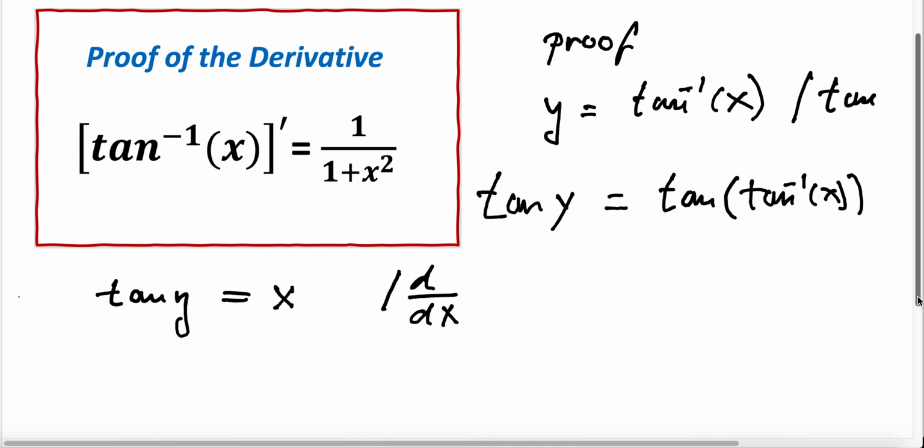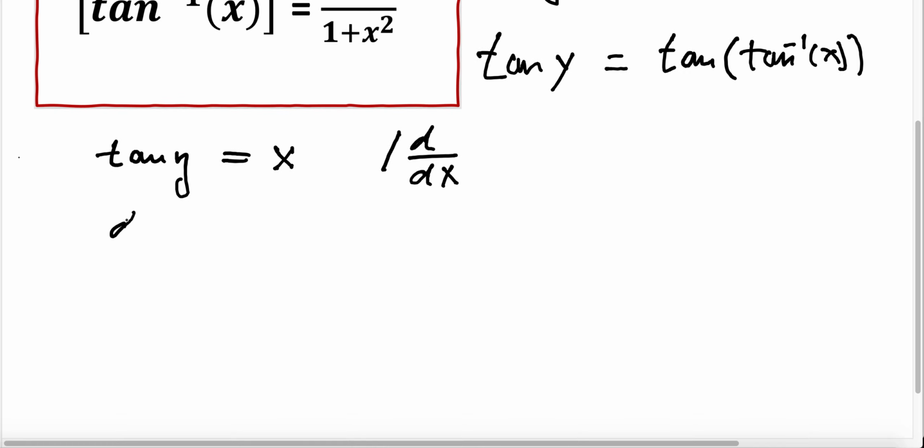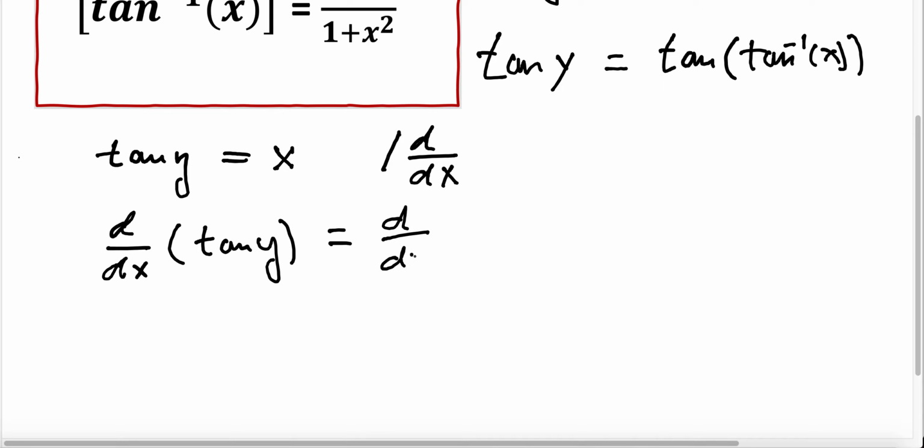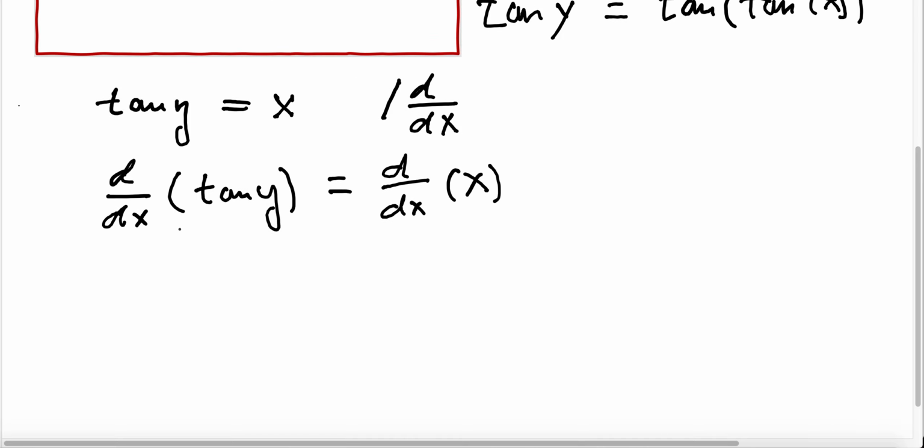And what do we have? So let me do one extra step. So we have d over dx of tangent y is equal to d over dx of x. And now we are going to differentiate those two functions. And what do we get? The derivative of tangent y is going to be secant squared y, times dy over dx. On the other hand, the derivative of x is 1.